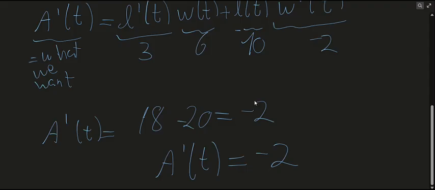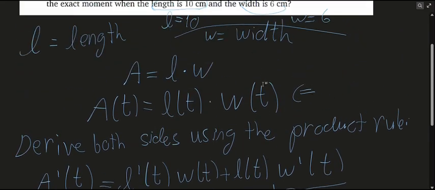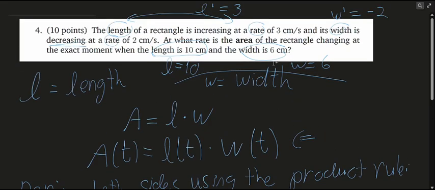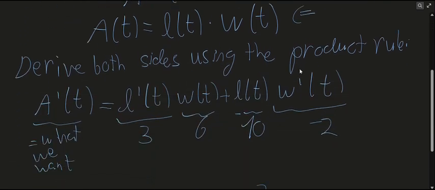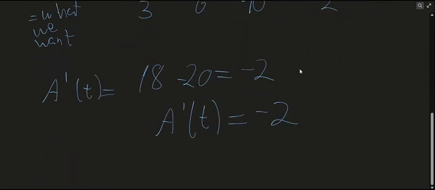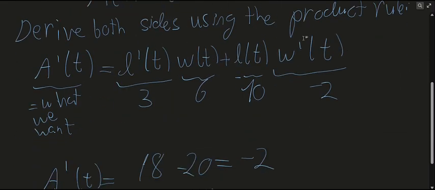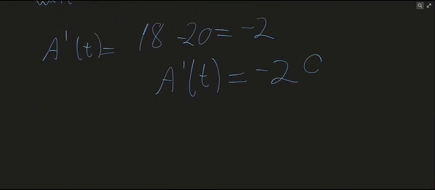Negative 2. What are the units? Well, just to be proper, because it's a word problem, the units of length are in centimeters, so area has units of length squared, and this is the rate of area. So it's going to be units of area divided by time. The area is going to be centimeters squared, and the time is given in seconds. So the area is going to be in centimeters squared per second.